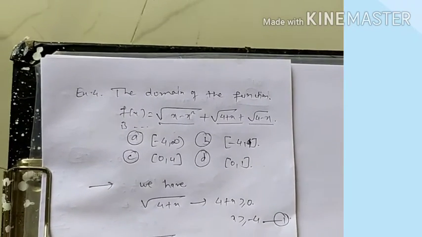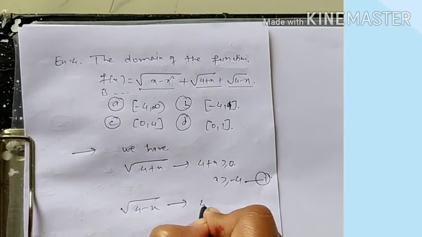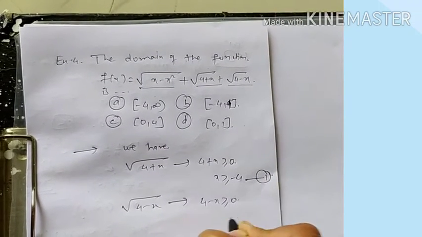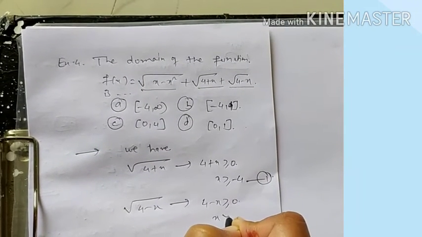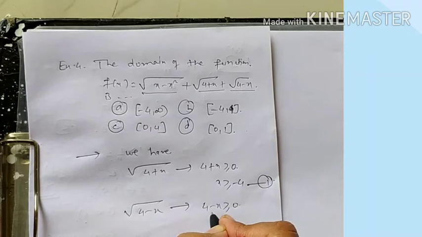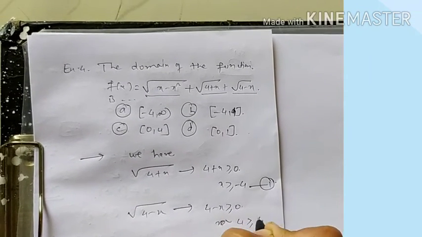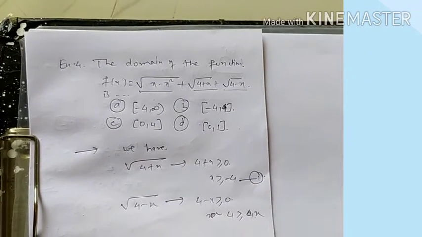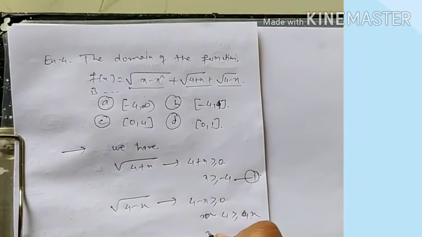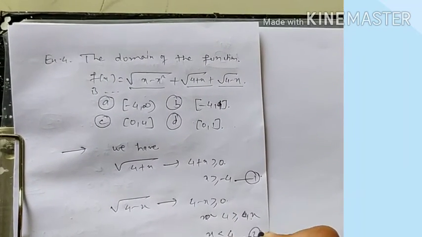Then for 4 minus x is also greater or equal to 0. So we have x is greater or equal to, if we'll take x this side, so 4 is greater or equal to x. Means we can write x is less equal to 4, equation number 2.